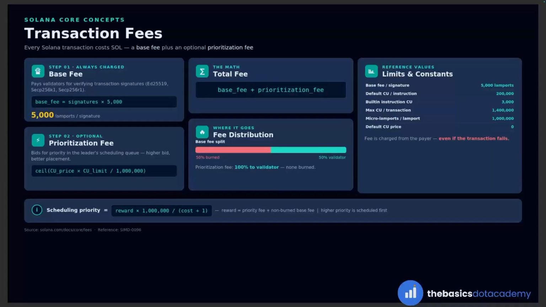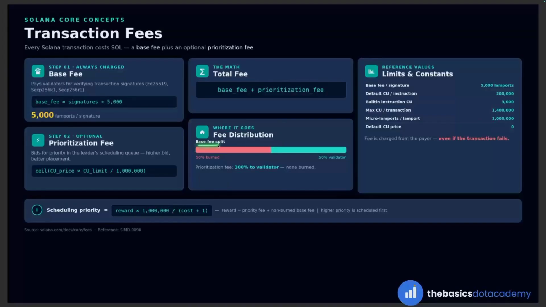What is a transaction fee? Every Solana transaction costs SOL, which includes a base fee plus an optional prioritization fee. Base fee is always charged. The base fee is calculated as the number of signatures times 5,000 lamports. Total fee consists of the base fee plus the priority fee. Priority fee is nothing but the tip which you are willing to pay extra apart from the base fee in order for your transaction to be included as soon as possible into a block. So the priority fee is optional. If you pass a priority fee, there are higher chances your transaction will go through as soon as possible.